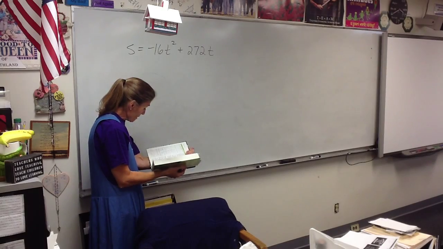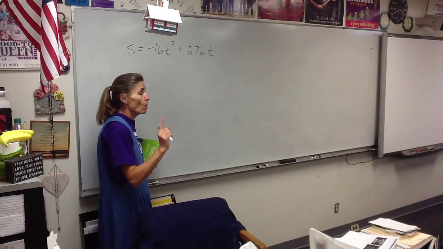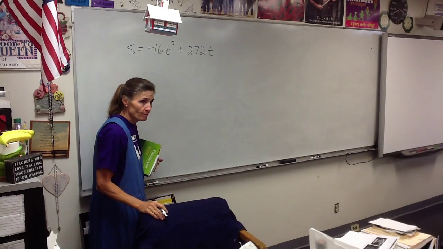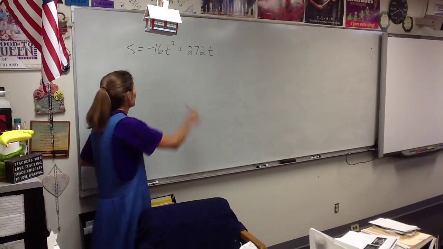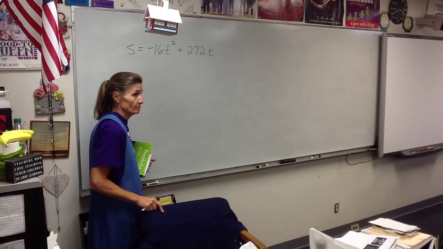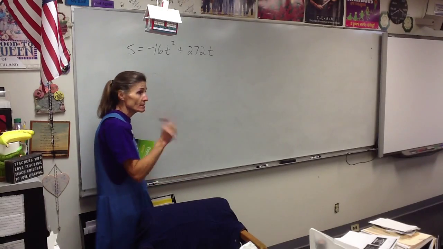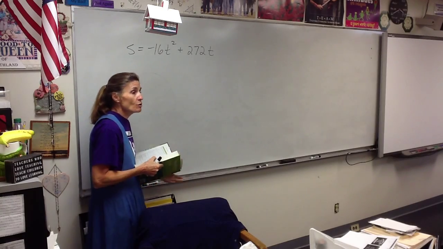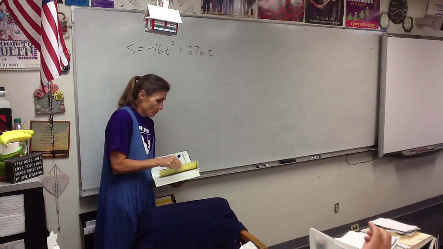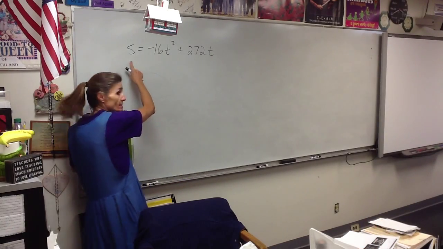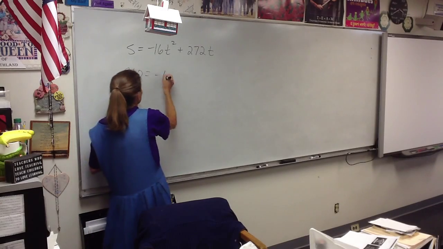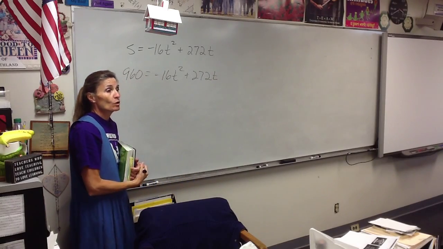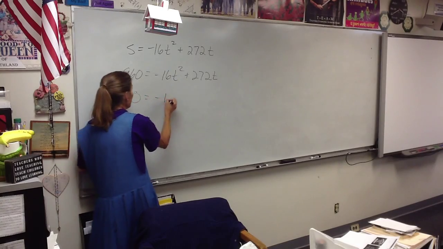When will the height above the ground be 960? When will the height be 960? There are 2 variables in that equation, S and T. What does S stand for? Height. What does T stand for? Time. When will the height be 960? What are you going to do with that 960? Where does it go? Reagan? Set it equal to the equation. It goes in for S because that's a height. So 960 equals negative 16t squared plus 272t. What kind of an equation is that? Quadratic. You're going to get it set equal to 0.